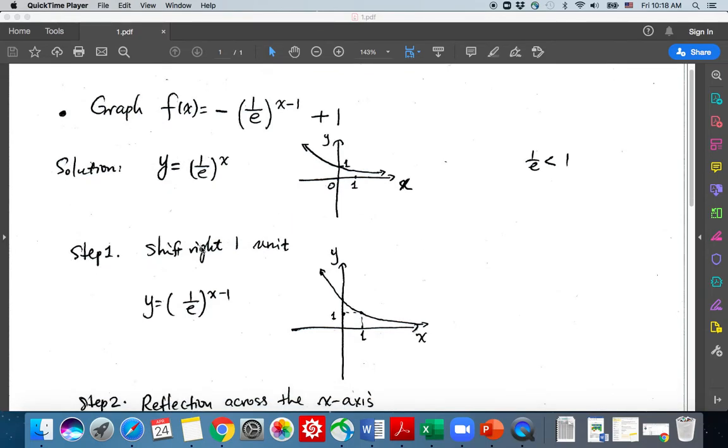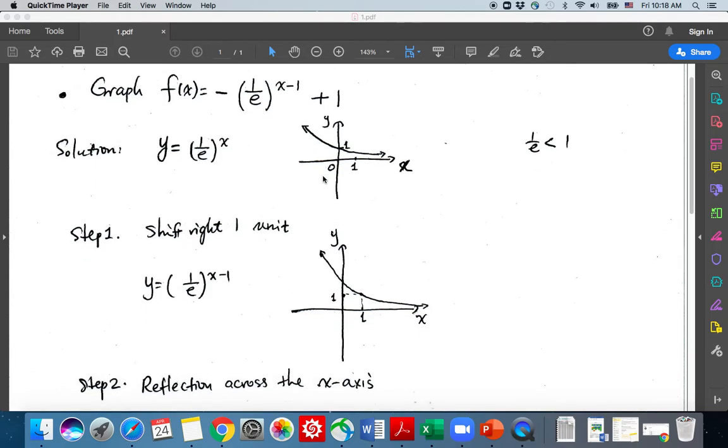Step number 1, we'll shift the parent function to the right by 1 unit, because in our exponential function we have 1 subtracted from x. So that's going to give us a graph for y equals 1 over e to the power x minus 1. I want to keep track of some key point here. That key point is going to be the y-intercept of my parent function with coordinates (0, 1). With this shift, it will move to this new point with coordinates (1, 1).